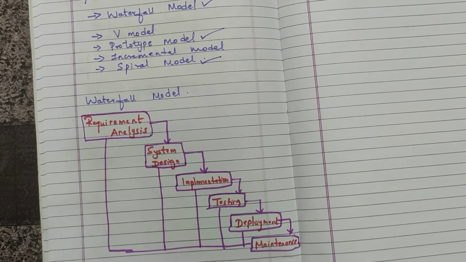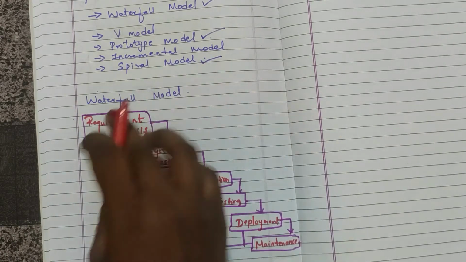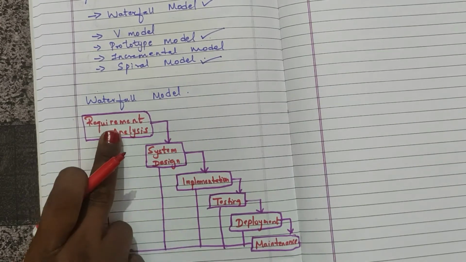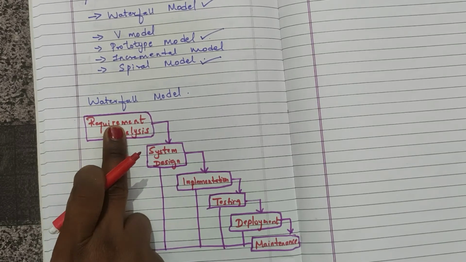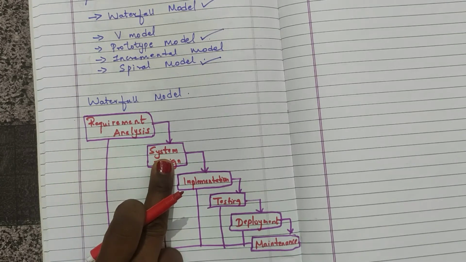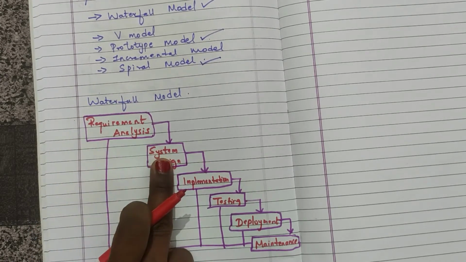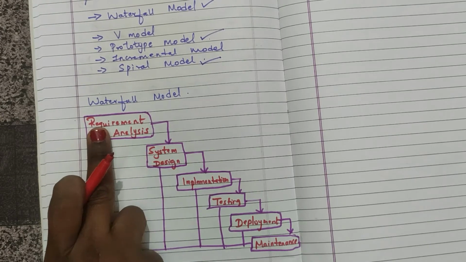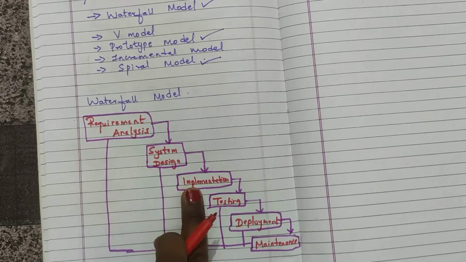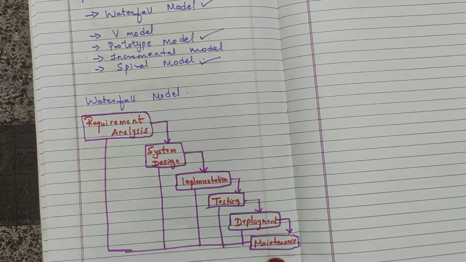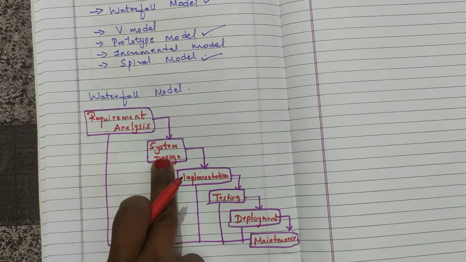So this is the diagram of waterfall model. In this waterfall model, the whole process of software development is divided into phases. You can see here. Now in this waterfall model, the outcome of one phase acts as the input to the next phase. So this means that when one phase is completed, then only the next phase will start. So let's see what is requirement analysis. So you have the first phase as requirement analysis, then system design, implementation, testing, deployment, and then maintenance. So in this model, first you have to finish with the requirement analysis, then move on to the next phase.